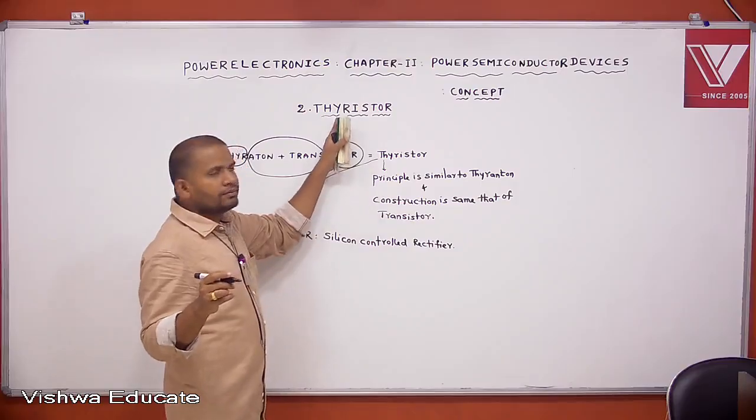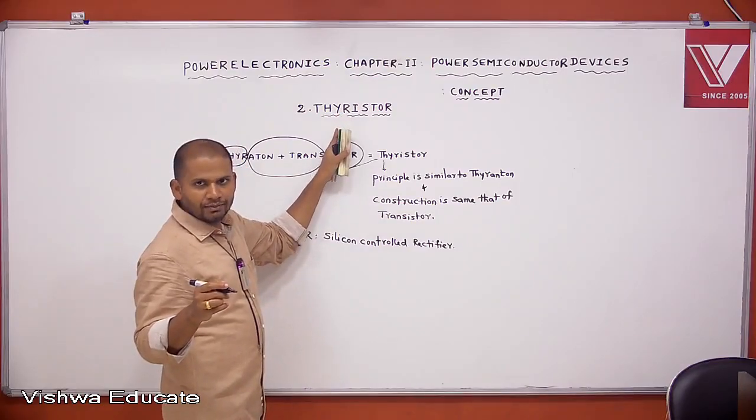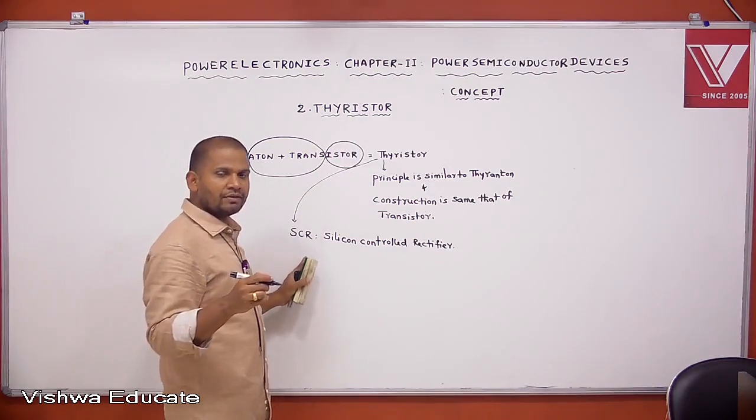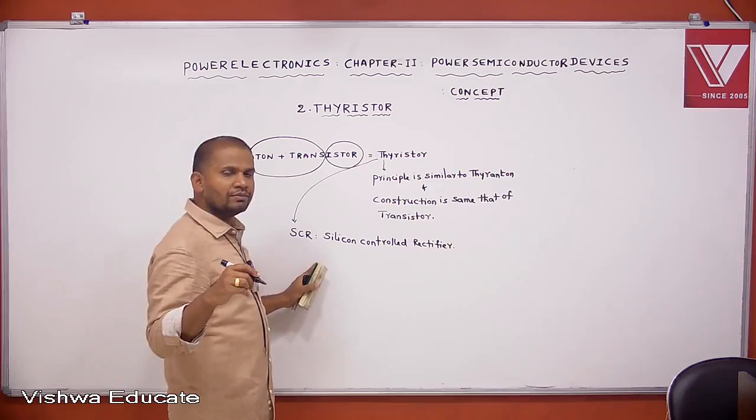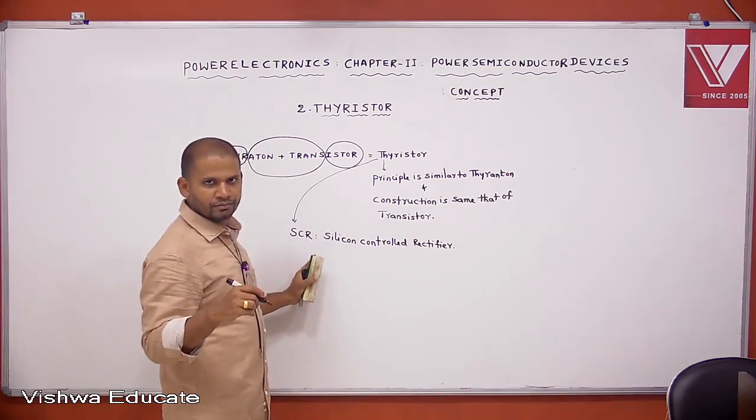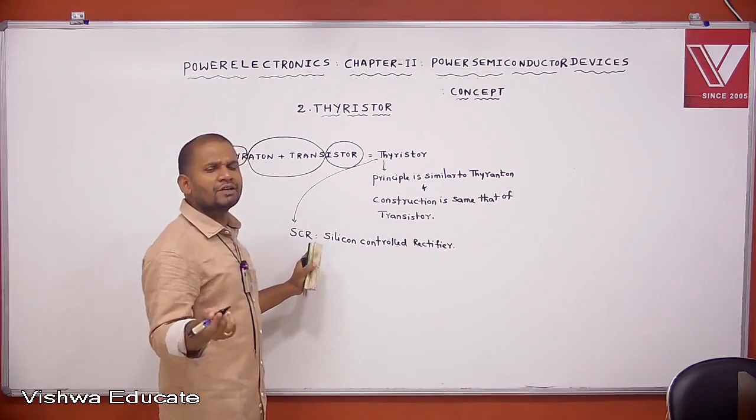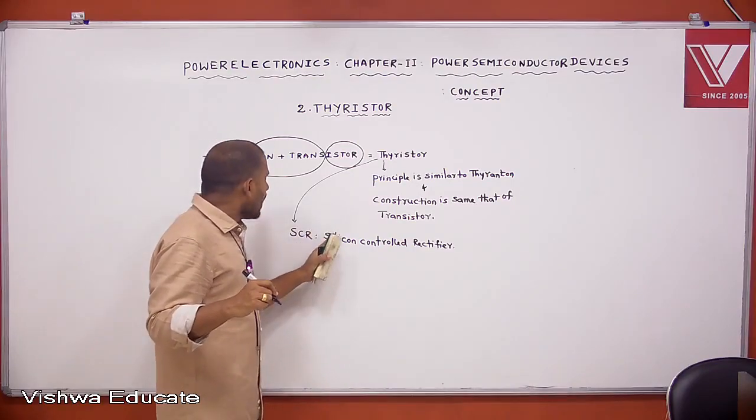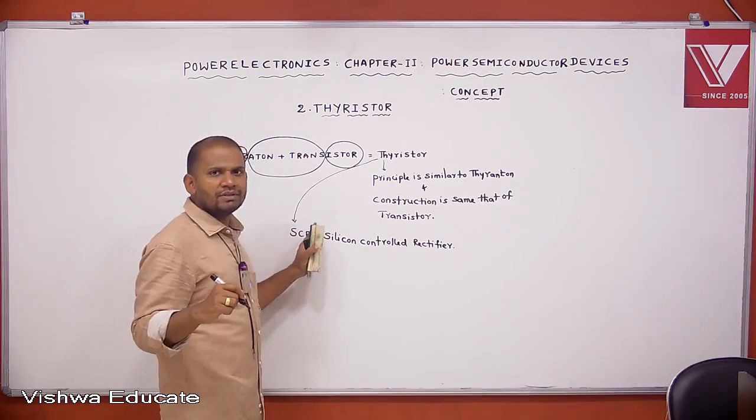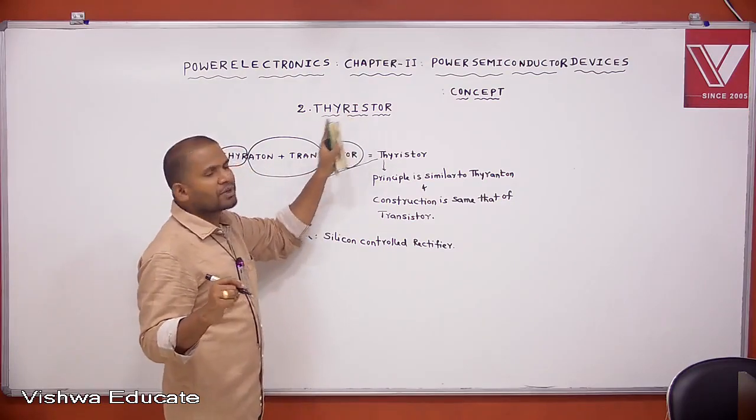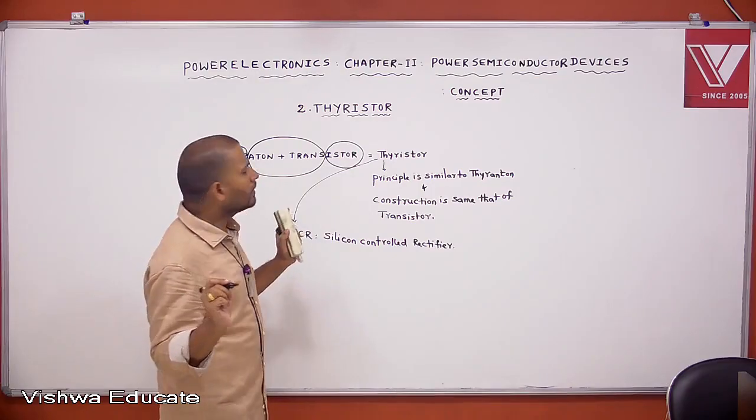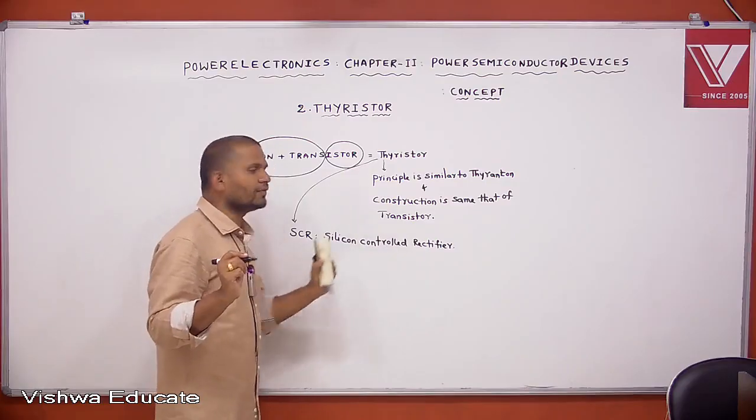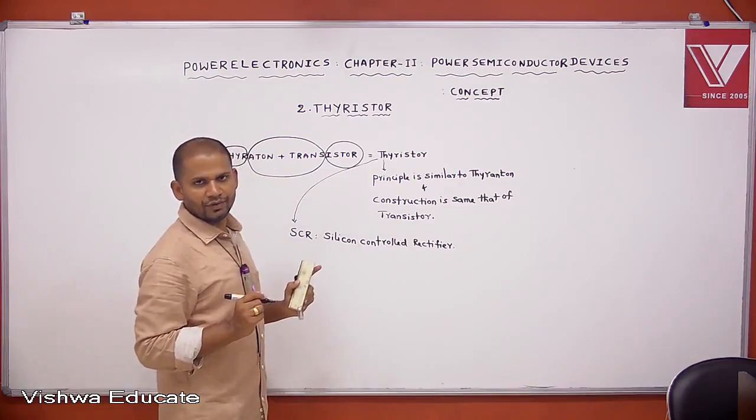Here we take Thyristor as one family. In the Thyristor family, so many devices are there. In that family, SCR is the first member. But generally, the Thyristor family is also called the SCR family. Now, here I am discussing the concept of SCR, that is, we are discussing the concept of Thyristor only. Thyristor is also called SCR, that is silicon controlled rectifier. Understood?